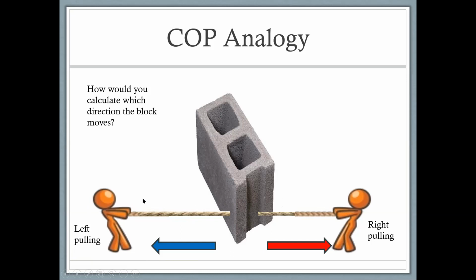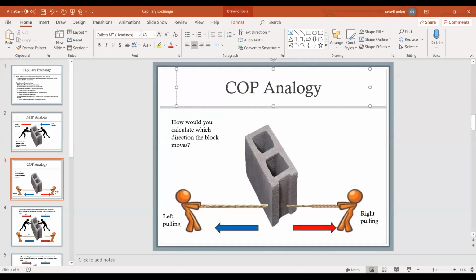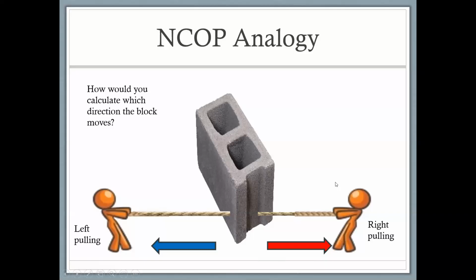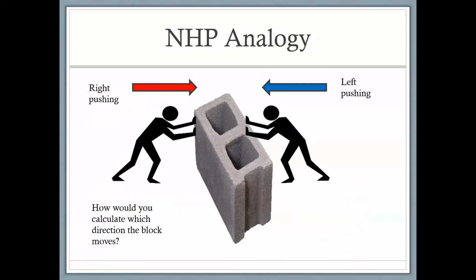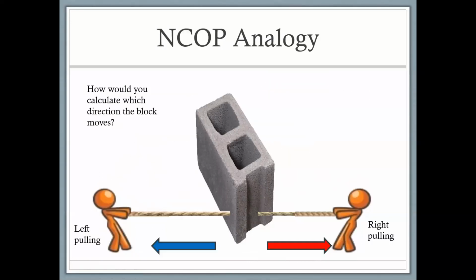So that gives you a net colloid osmotic pressure. So we have the net hydrostatic pressure, and this would be the net colloid osmotic pressure. So you can see that we had net hydrostatic pressure, or the net pushing pressure. We have the net pulling pressure, or the colloid osmotic pressure.